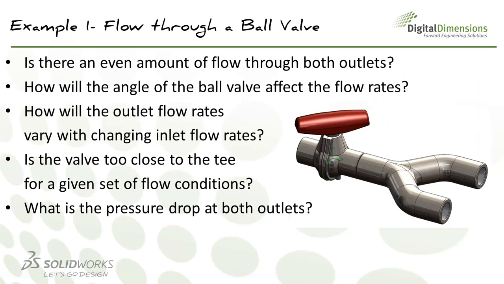For our first example, we're going to be focusing on flow through a ball valve assembly. There are certain questions you may ask when it comes to designing a successful ball valve. Is there an even amount of flow through both outlets? How will the angle of the ball valve affect the flow rates and flow characteristics of my piping in my assembly? Or how will the outlet flow rates vary with changing of the inlet flow rates? Also, pressure drop is pretty important when it comes to designing ball valves and piping systems, so we're going to take a look at pressure drops and pressure characteristics throughout our design.